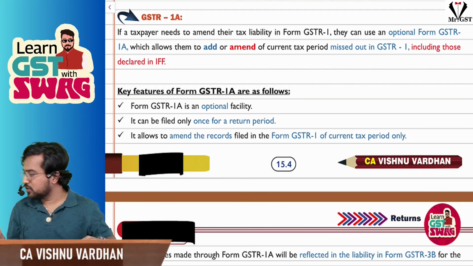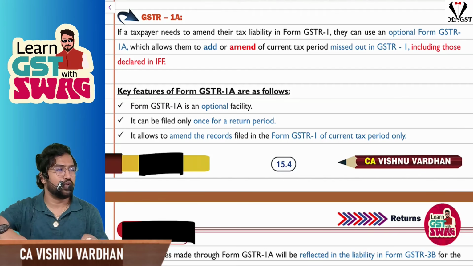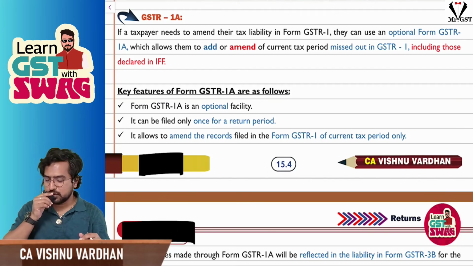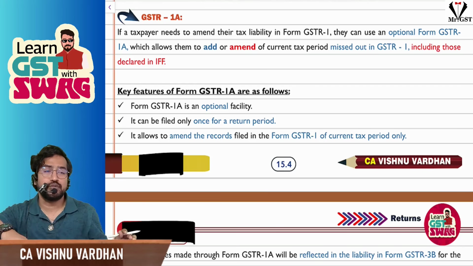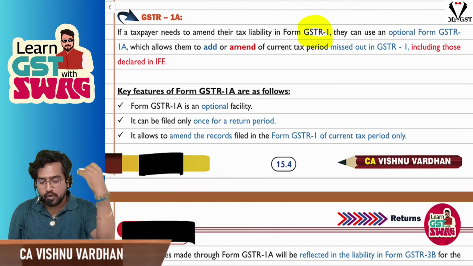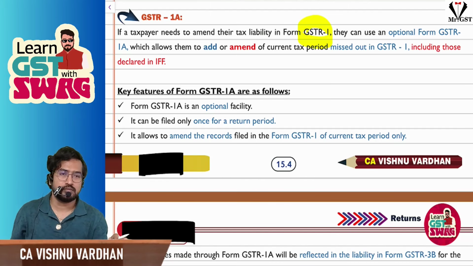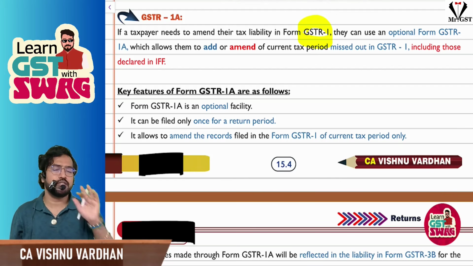Have you understood this GSTR 1A? Mostly you should have understood here fully. Sir, GSTR 1A is nothing but what, ma? We can say junior GSTR 1. While filing GSTR 1 for any month, if you forgot giving some information or you have given wrong information, you want to correct it. Generally, what will you do?